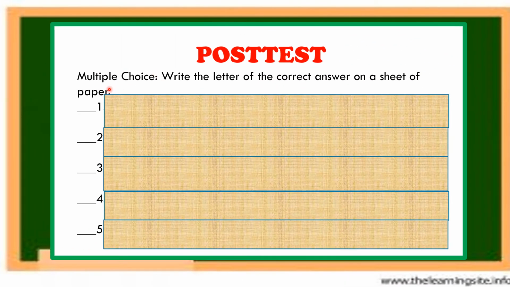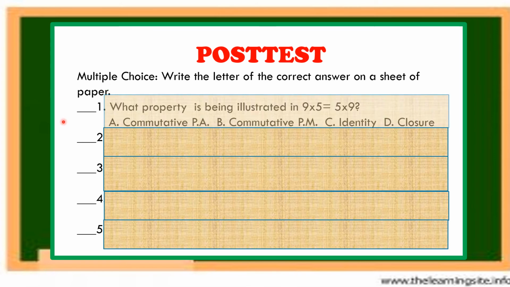We have our post test. Write the letter of the correct answer on a sheet of paper. Number 1, what property is being illustrated in 9 times 5 equals 5 times 9? Letter A, commutative property of addition. Letter B, commutative property of multiplication. Letter C, identity property. Letter D, closure property.